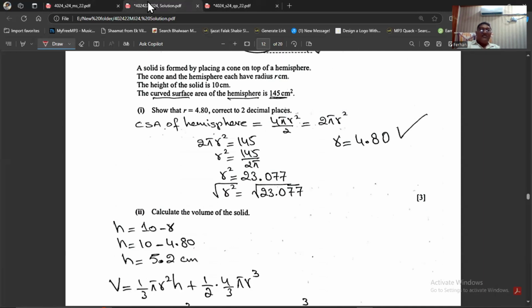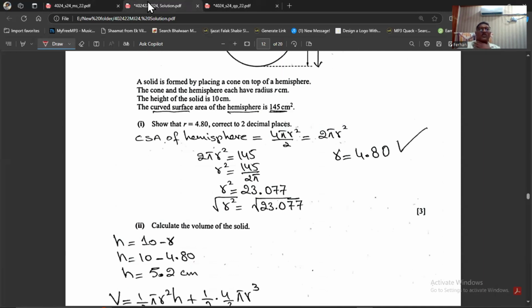And whatever is the radius of the hemisphere is the radius of your cone also. So the curved surface area of the hemisphere, that is 4 pi r square by 2, and that is equal to 2 pi r square, and that is equal to 145. It was given, it's 145. So r square will be equal to 145 divided by 2 divided by pi, and that is r square is equal to 23.07. So take square root on both the sides. So r will be equal to 4.80. And this is the number which we were supposed to show.